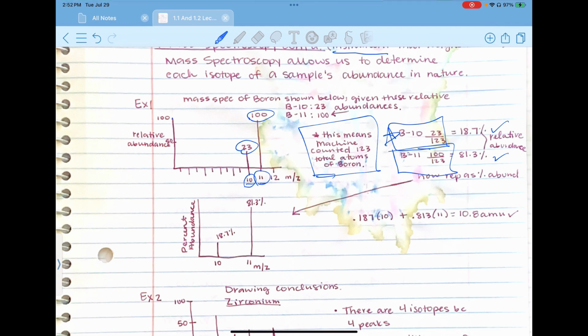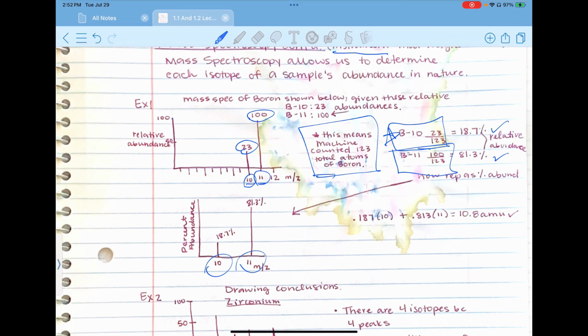So now that we have that, we can take those values and represent them as percentages on our chart. Sometimes it will be represented already as percentages for you, which saves you that extra division step. Sometimes they're going to expect you to be able to do this without the percentages. So we need to be confident in adding that extra step if it's not given to you. So now we know that boron 10 is 18.7%, as we calculated, and boron 11 is 81.3%.